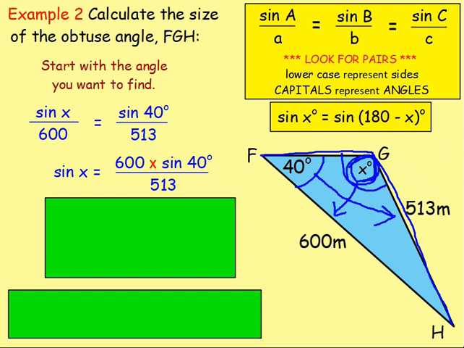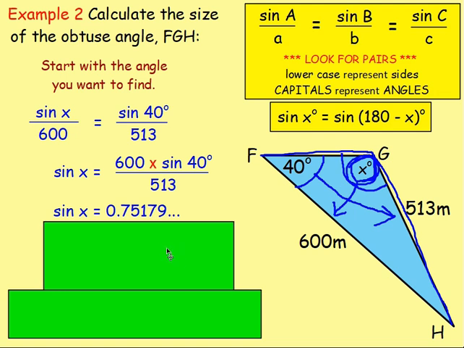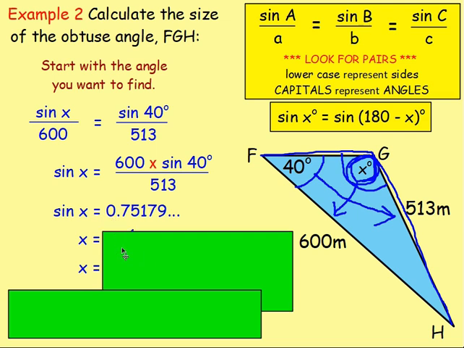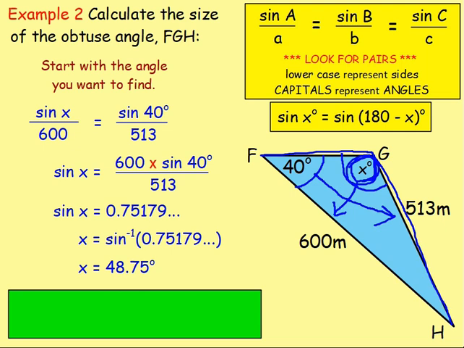Are you ready? Calculators at the ready. You end up with 0.75179 and so on. And from there, what would you do? Good, you don't want sine x, you just want x. So just to get x on its own, you would have to do the inverse sine of that answer. So shift sine, answer, equals, whichever way it works for you. And you end up getting 48.75 degrees for that massive angle there.